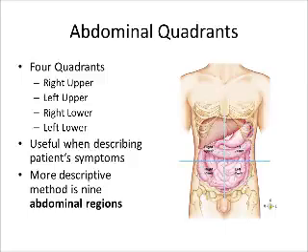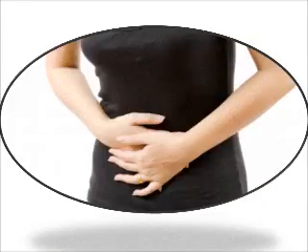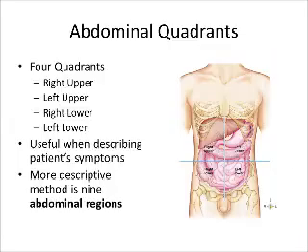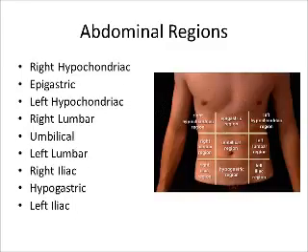These are useful when describing patient symptoms. And they're also useful when talking to the patient because they're easy to remember and easy to refer to. So when the patient is describing symptoms, and let's say the patient describes a symptom in the upper right quadrant, that can differentiate between the lower left. Now, it's not as descriptive as the abdominal regions, which we're going to talk about in the next slide, but it is easier to reference when it refers to patient symptoms.